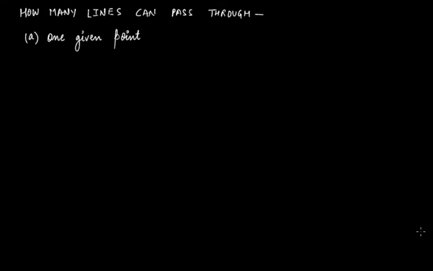So we have a question here, and the question is how many lines can pass through one given point. So suppose you have this one point, and it's asking how many lines can pass through this point. Well, let's see. You can draw one line, you can draw another line, like this, then this, then let's say another line.